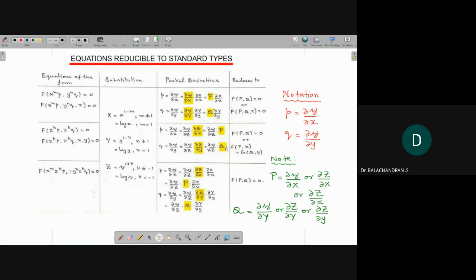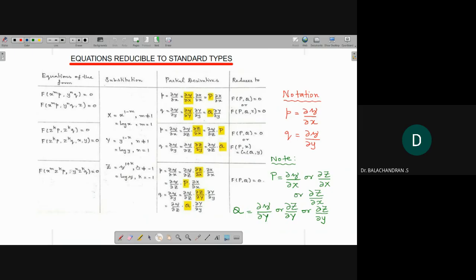Q, capital Q. Why am I multiplying and dividing by capital X? Why am I multiplying and dividing by capital Y? Why am I multiplying by capital Z? The reason is, when I introduce the substitution X, I multiply and divide by X. Suppose I use the substitution Y, I multiply and divide by capital Y. Suppose I use Z as the substitution, you should multiply and divide by capital Z. So in the substitution column, I don't use X and Y.